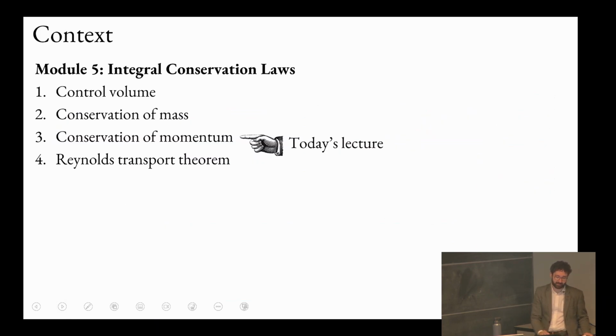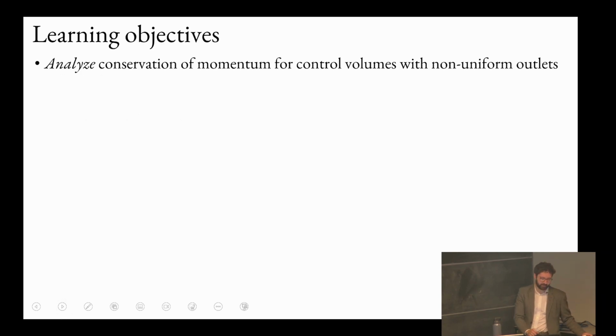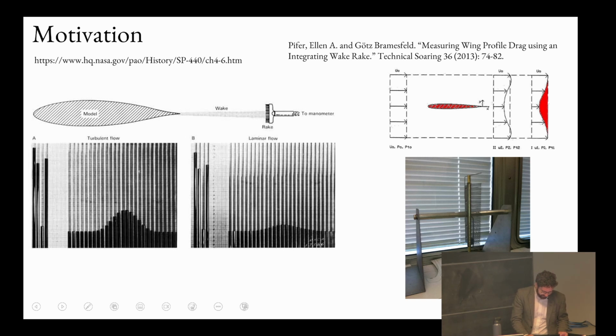So it's our last lecture on conservation of momentum. Wednesday's lecture will be on Reynolds transport theorem, which is kind of a generalized conservation law. Our learning objectives are just to analyze conservation of momentum for control volumes with non-uniform outlets. So we'll see what that looks like, but just to motivate this.